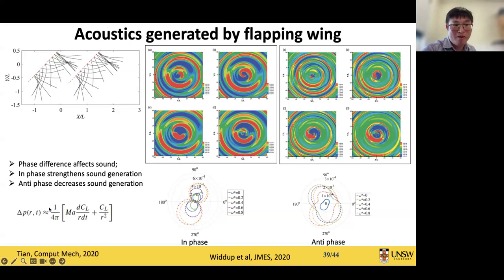And why does this happen? Because we found that the far field pressure is proportional to the change of lift force. And because it is far field, the second term here is very small. The major term is the first term, and therefore for in-phase flapping, that means CL of the two wings are in phase, the total force becomes larger. But if they are out of phase, they cancel each other, and therefore the far field sound pressure decreases.